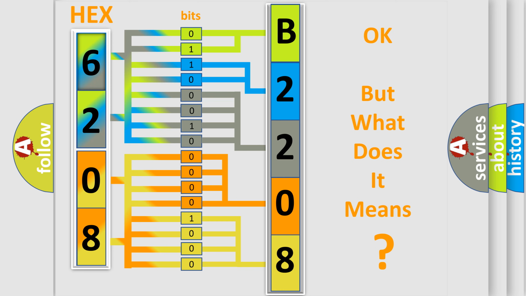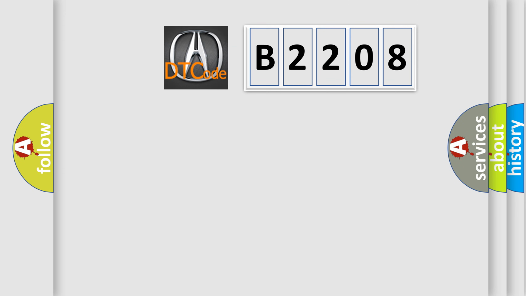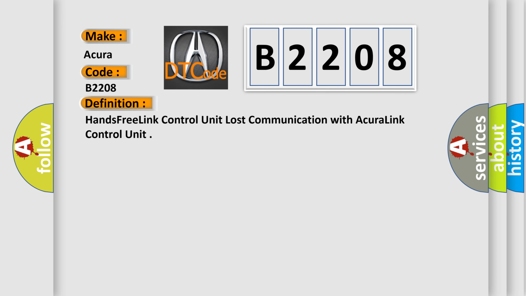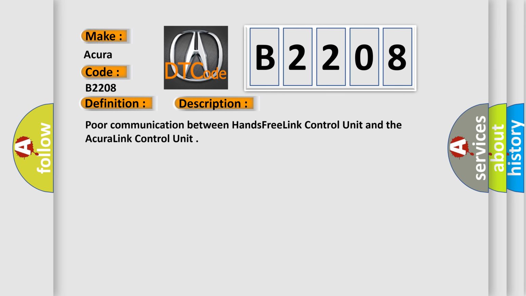The number itself does not make sense to us if we cannot assign information to what it actually expresses. So, what does the diagnostic trouble code B2208 interpret specifically for Acura? The basic definition is: hands-free link control unit lost communication with Acura link control unit. And now this is a short description of this DTC code: poor communication between hands-free link control unit and the Acura link control unit.